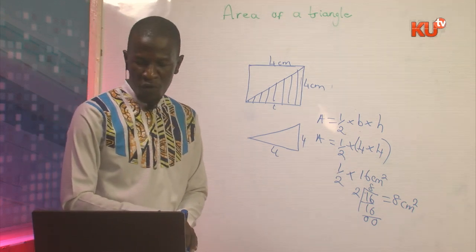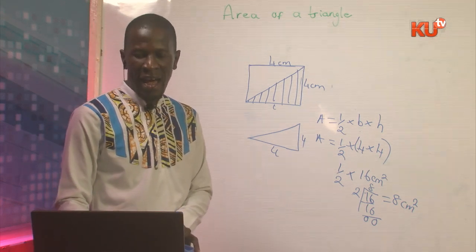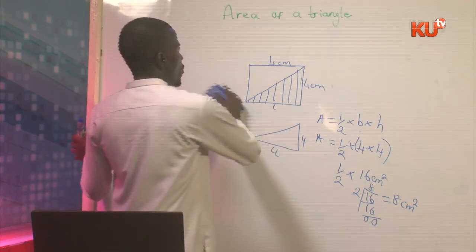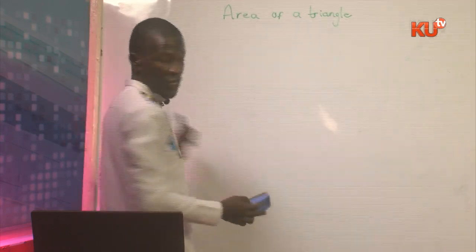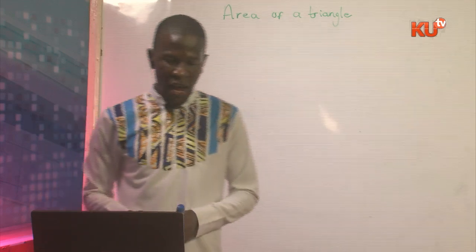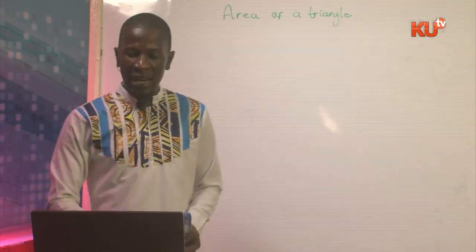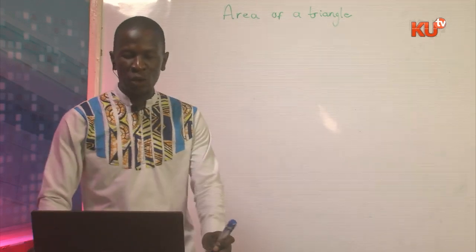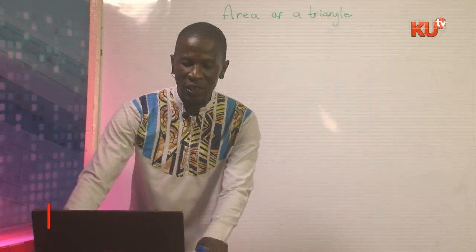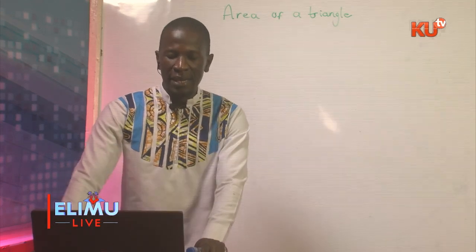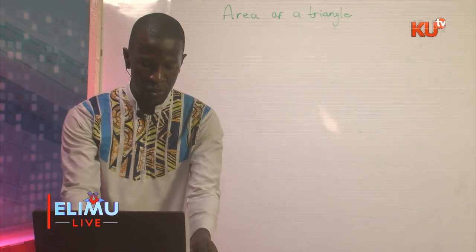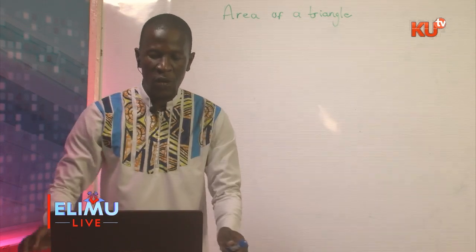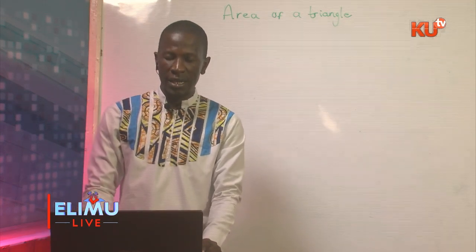Now, I want us to move to something else, an activity which I want us to try together. So activity 1, I'll only give you 2 activities. Then the rest you can practice at home. Activity 1 from your screen, we can read together. Then you try working it out.